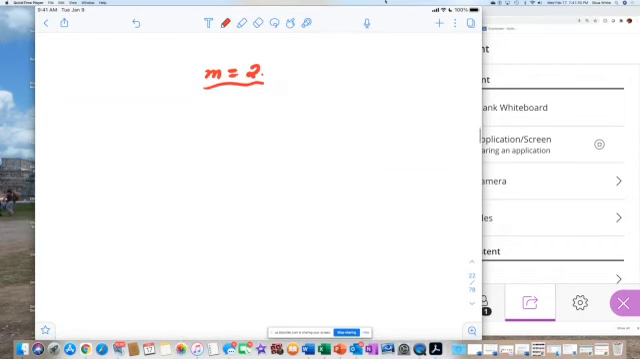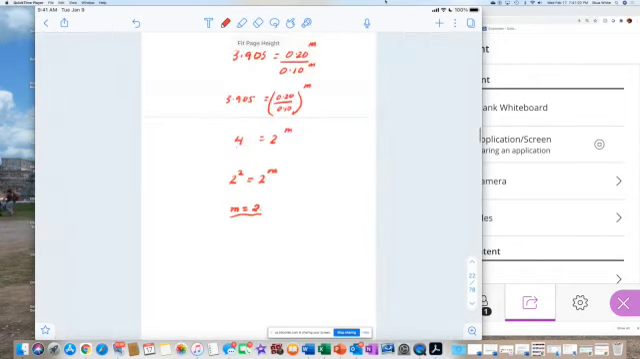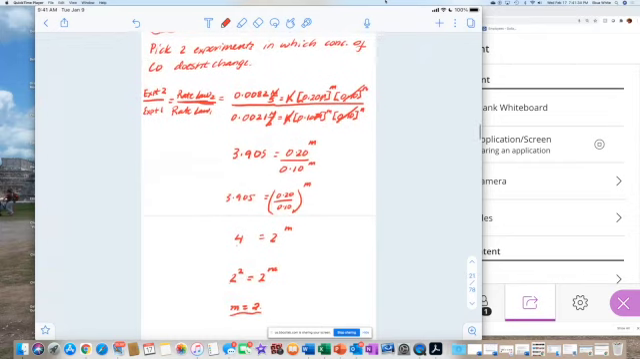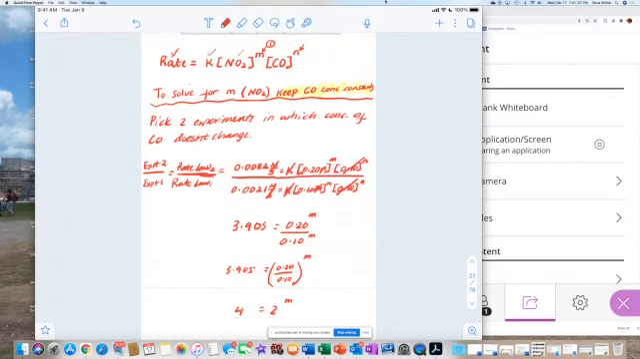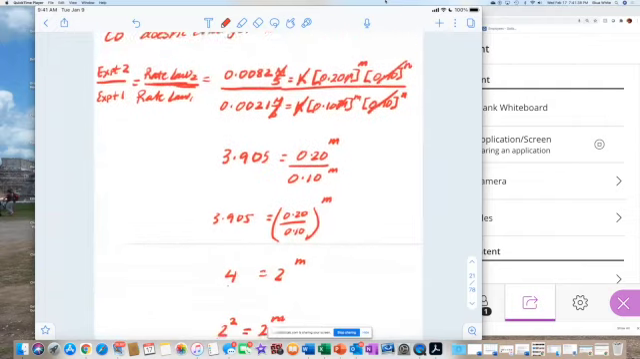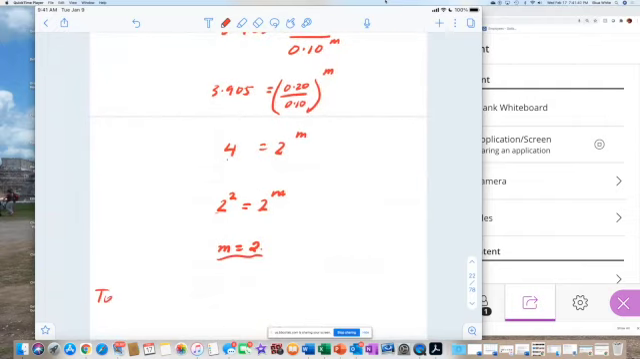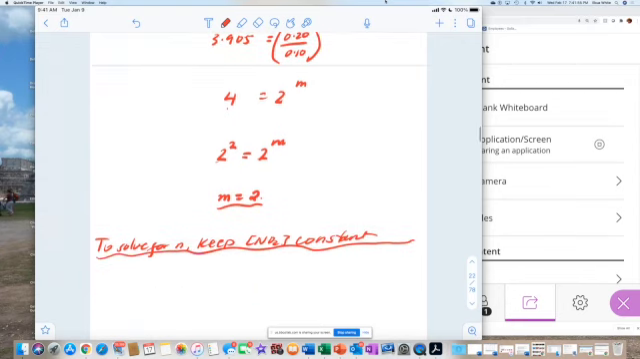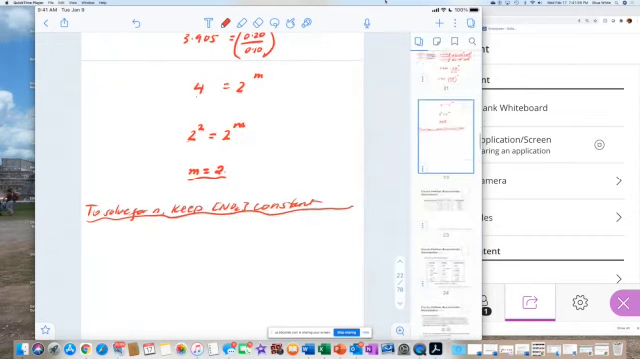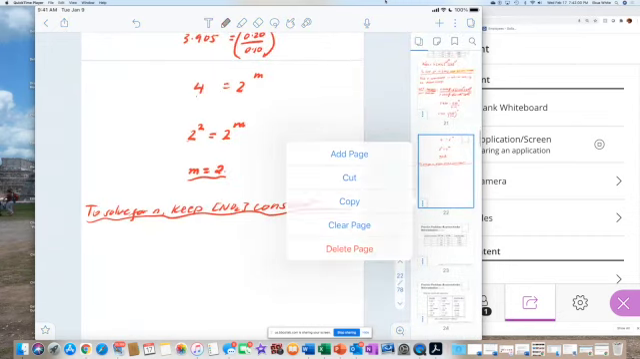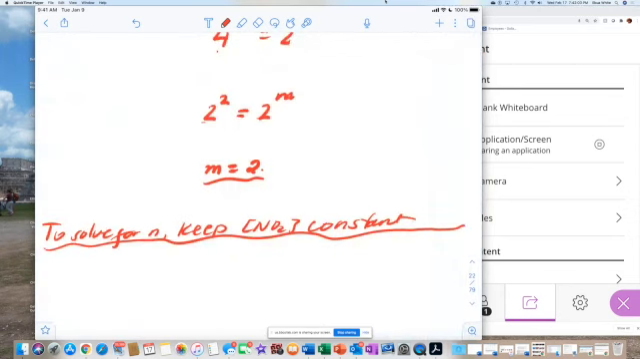Now that we have m, we can do the same math, but this time we're solving for n. To solve for n, we have to keep NO2 concentration constant. So our goal in picking our experiments is to keep NO2 concentration constant. This is the logic behind it. If you're a logical thinker, you would appreciate the logic.